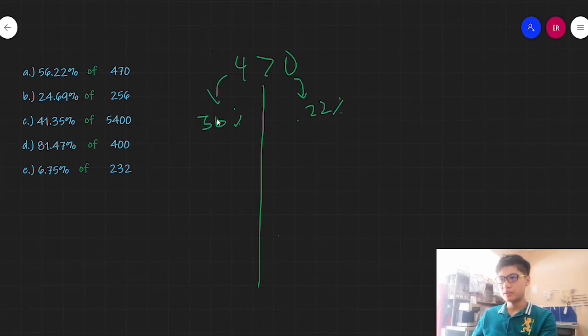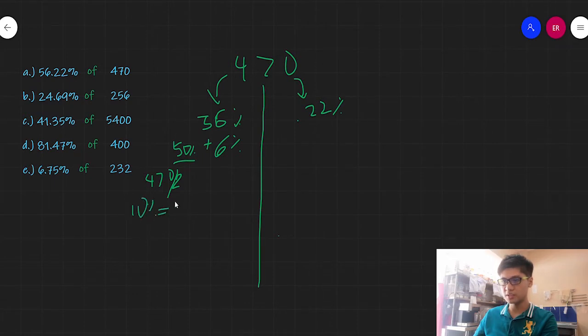Right now, let's move to this first part. In order for us to get 56% of 470, we have to first analyze what 56% is composed of. So 56% is just like having 50% of 470 and 6% of that number combined. So for 50%, we can just divide 470 by 2, or we can get the 10% of 470, which is 47, and multiply it by 5. And our answer would be 235.